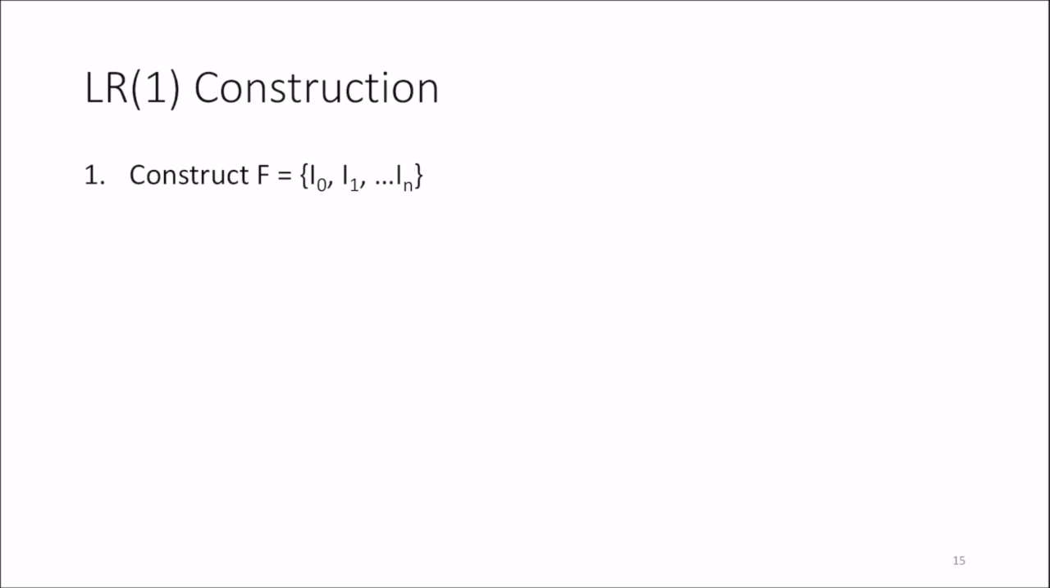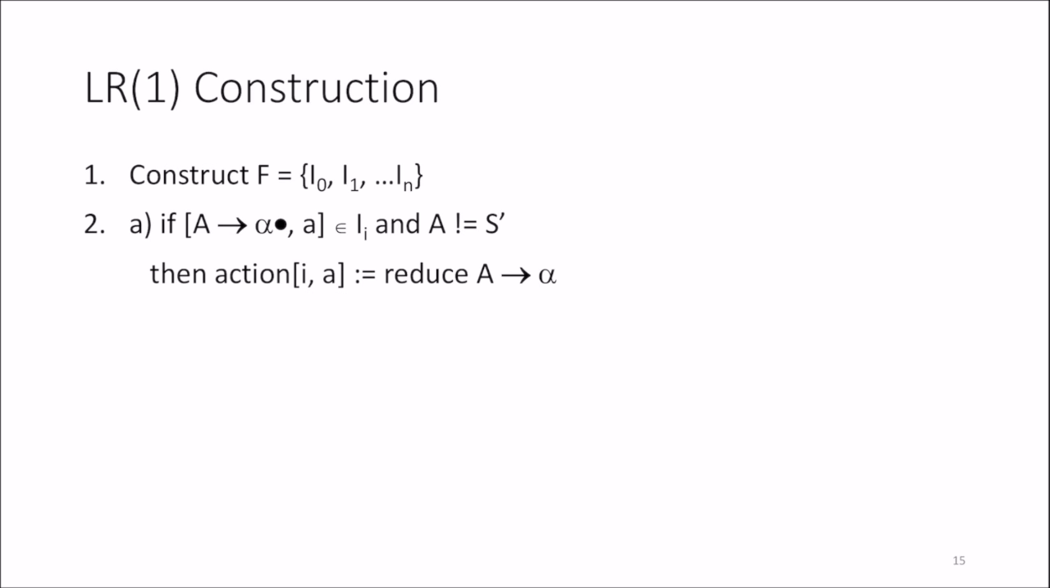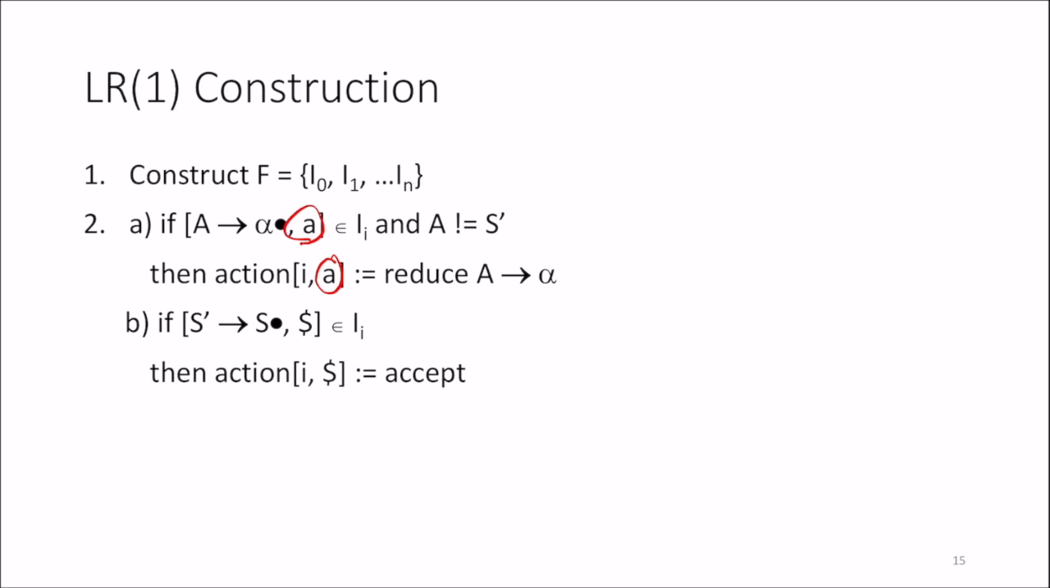So LR1 construction, you construct these item sets, and if you have the dot on the extreme right of the right hand side of a rule, that means that the action is to reduce using that rule. And we're going to use the look ahead symbol here to put the action of reducing only for those look ahead. If I have the augmented context-free grammar rule, the S prime goes to S dot, then it's an accept, which means parsing is done as long as the next symbol is the end of input.